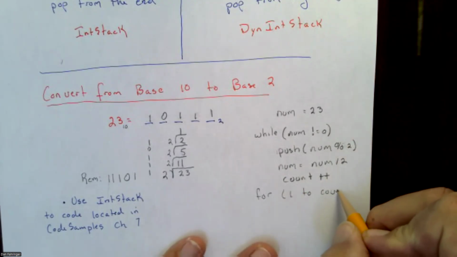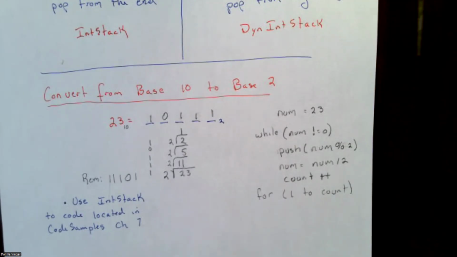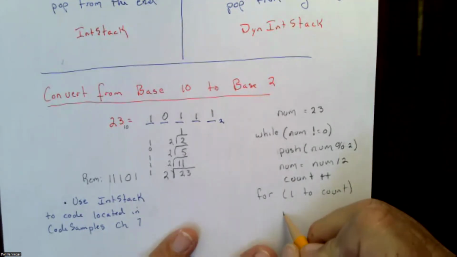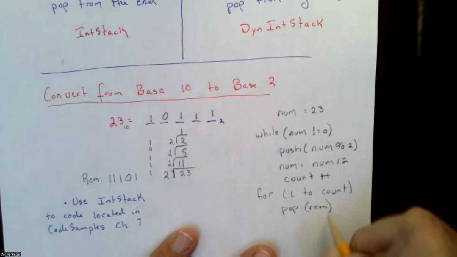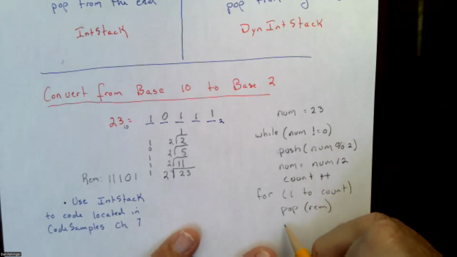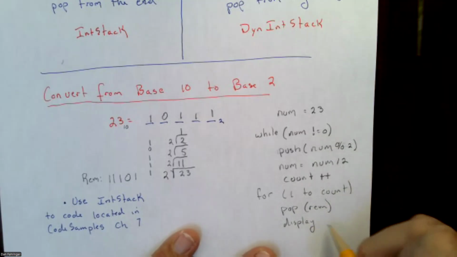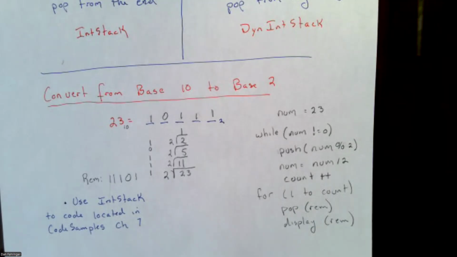Again, I'm using pseudocode here. 1 to count, where I pop the remainder and, I don't know, some sort of display. Good? Yeah? No?